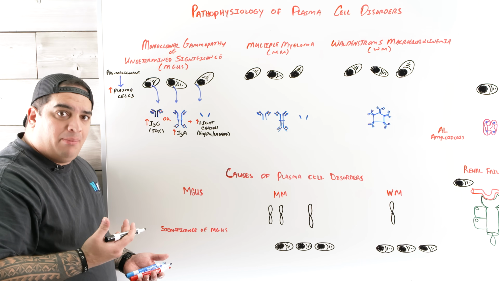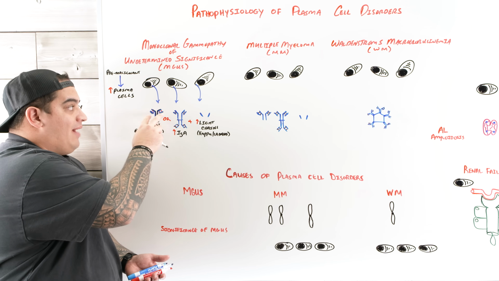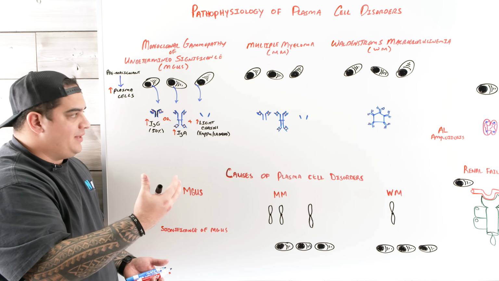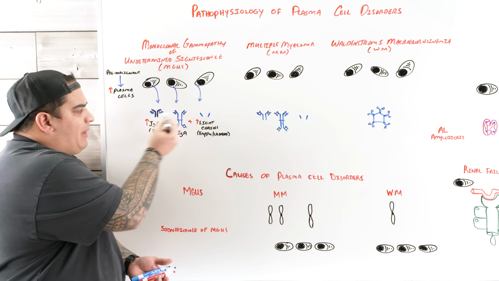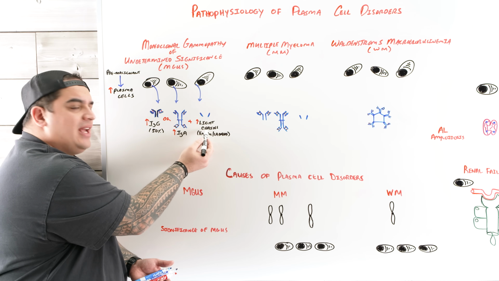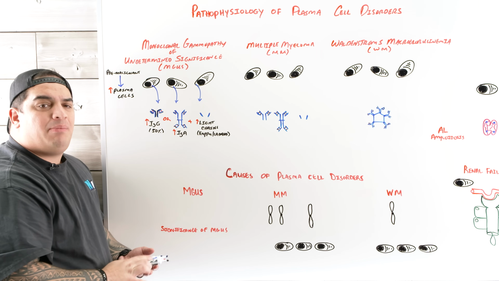So whenever a plasma cell makes antibodies, they are supposed to be immunoglobulins, which is a combination of these heavy chains and light chains. But what ends up happening is you make a lot of these normal immunoglobulins, and then you also have an excess amount of light chains. So that's the big thing I want you to remember.